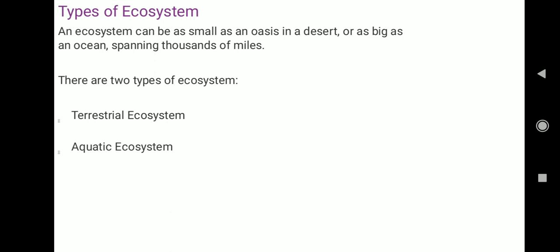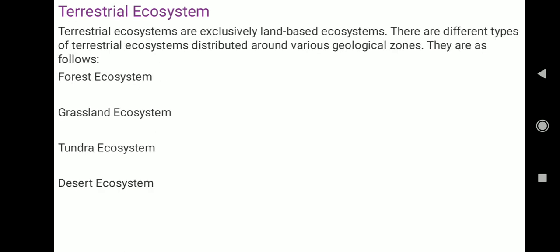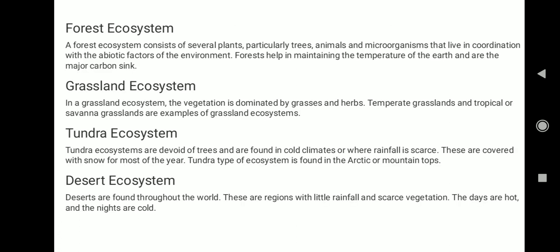There are many types of ecosystem. The major two types of ecosystem are terrestrial ecosystem and aquatic ecosystem. Terrestrial ecosystem is exclusively land-based. There are different types of terrestrial ecosystems that are distributed around the various geological zones. That is forest ecosystem, grassland ecosystem, tundra ecosystem and desert ecosystem.